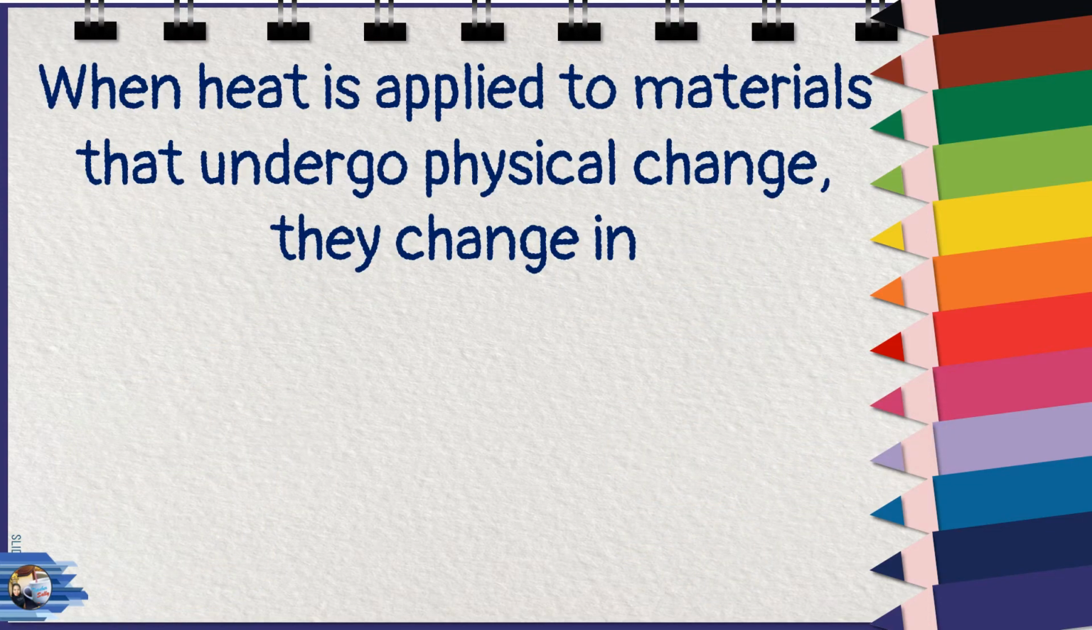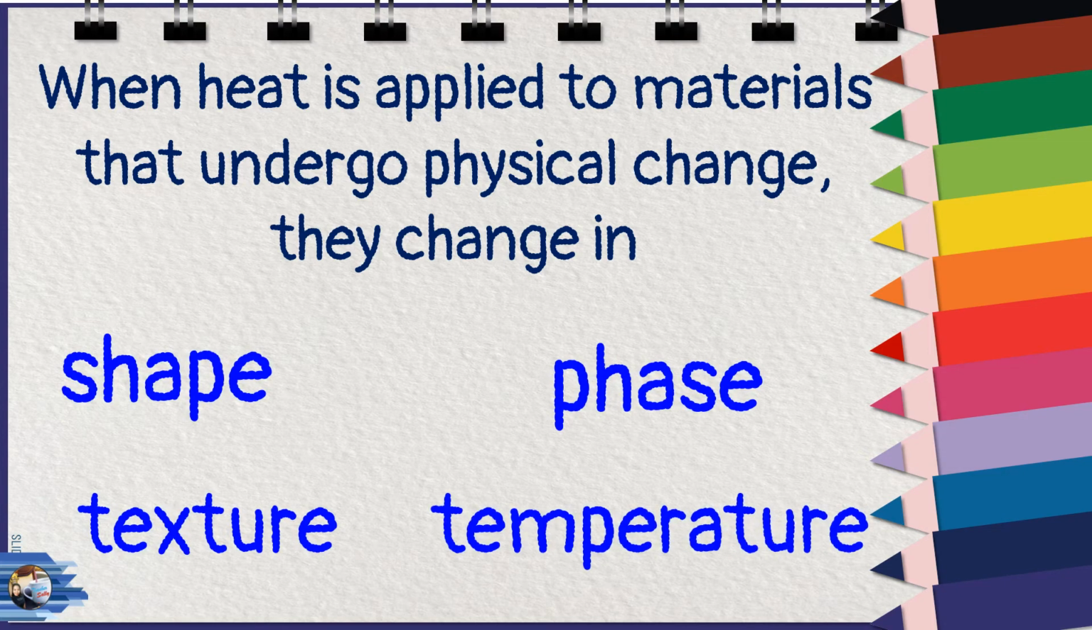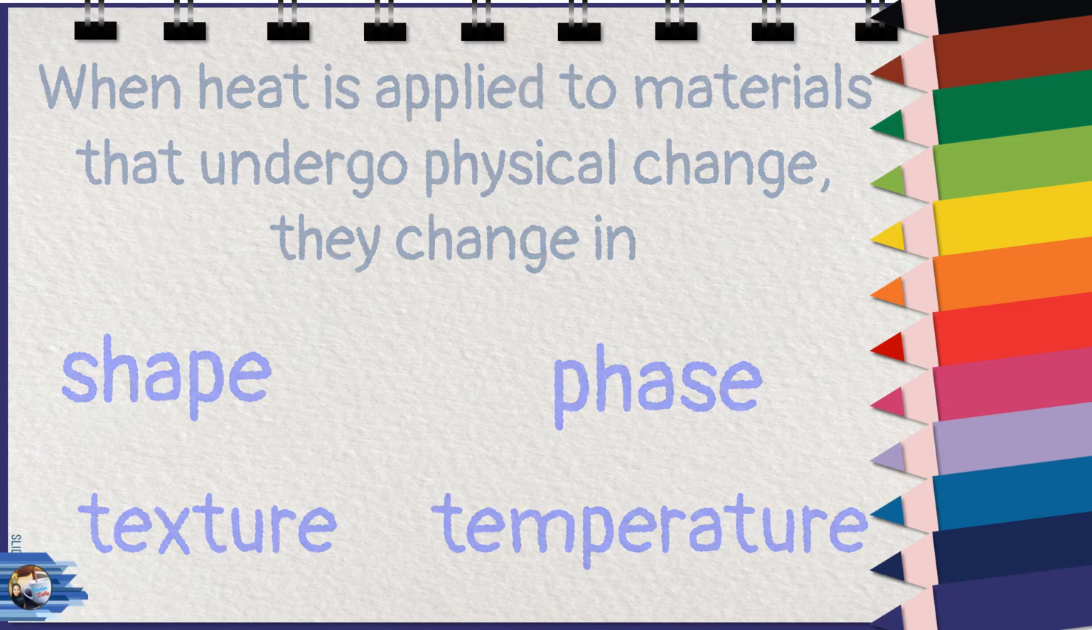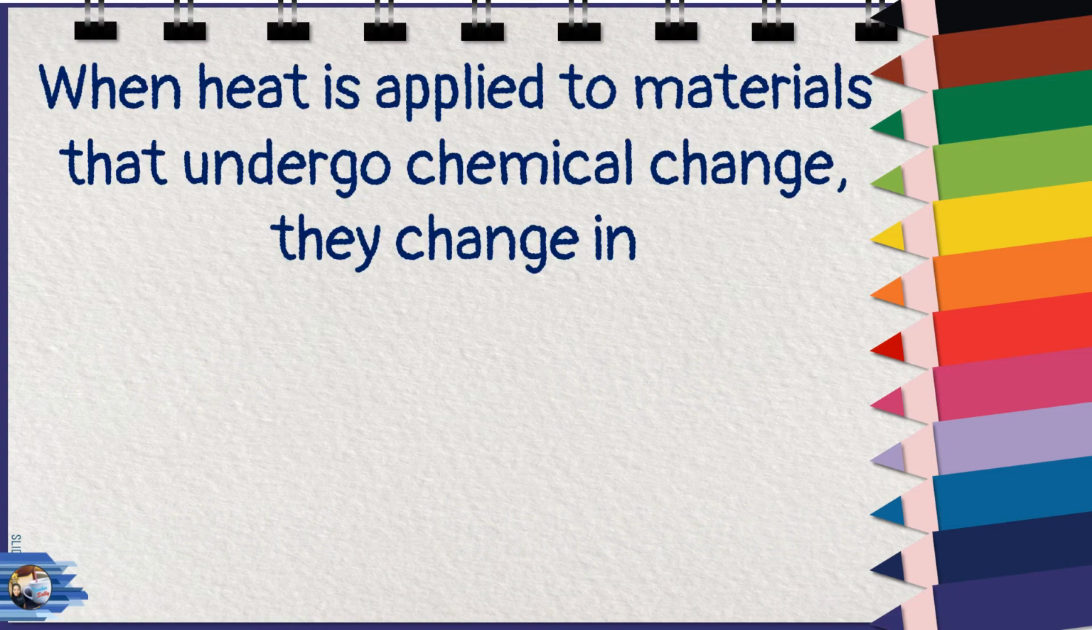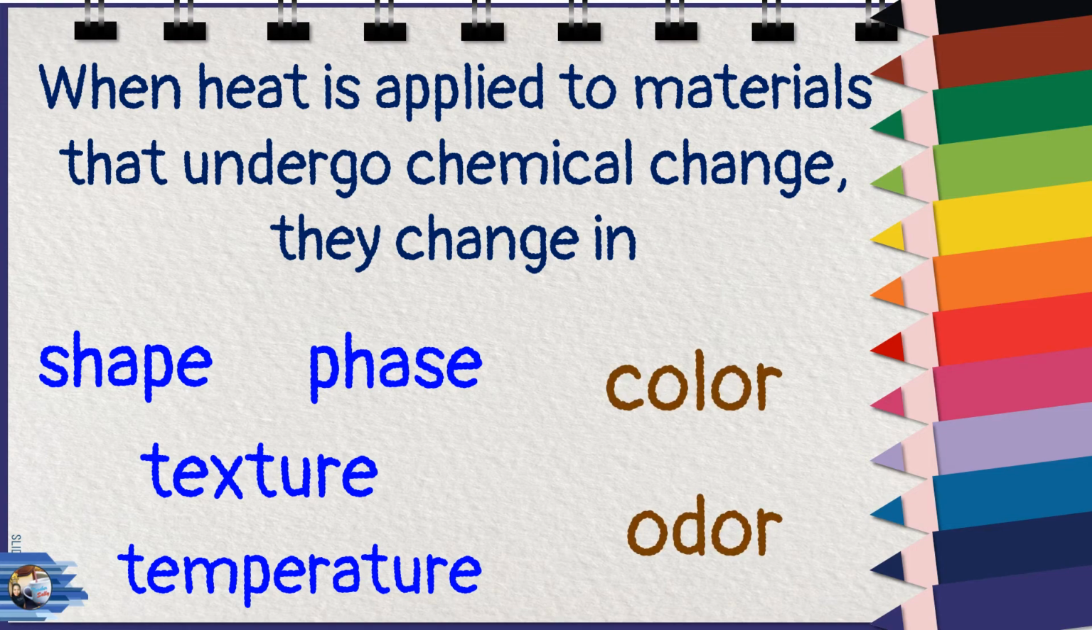So when heat is applied to materials that undergo physical change, they change in shape, texture, phase, and temperature. But when heat is applied to materials that undergo chemical change, they change, of course, in shape, phase, texture, temperature, and also in color and odor.